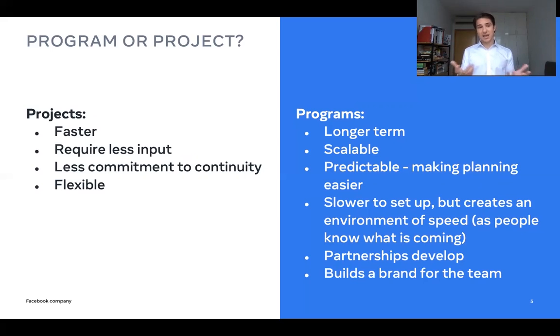So as a piece of that, that means that they're faster, they require less input, they have less of a commitment to continuity. So what I'm researching today may not be what I research next year. And they're more flexible. Programs, on the other hand, are longer term. They're scalable because I can easily add more markets, more streams within the program. They're predictable, so they make planning a bit easier.